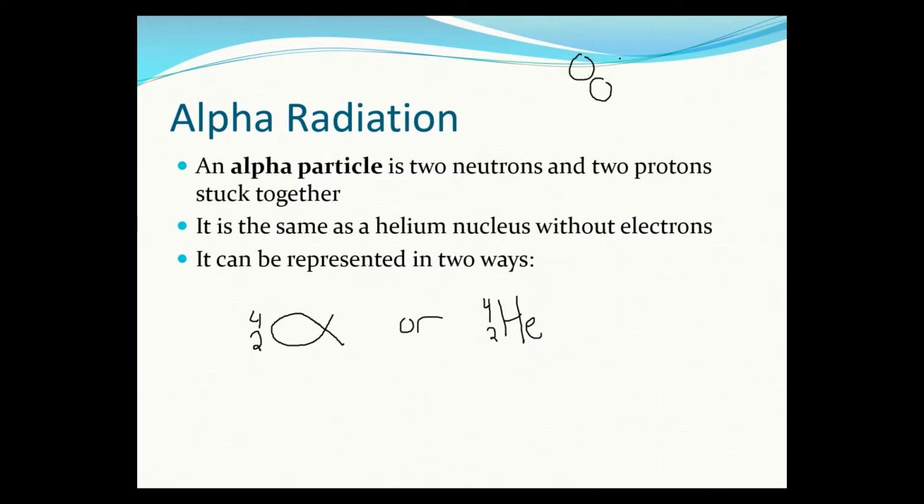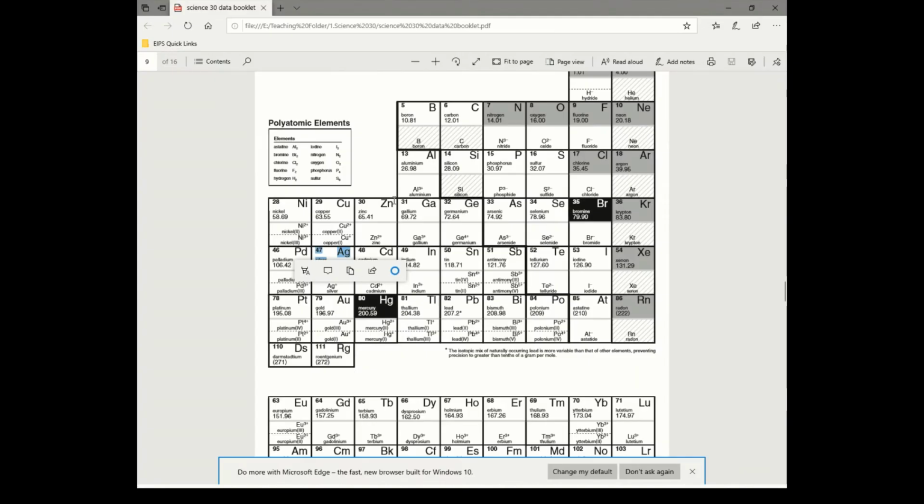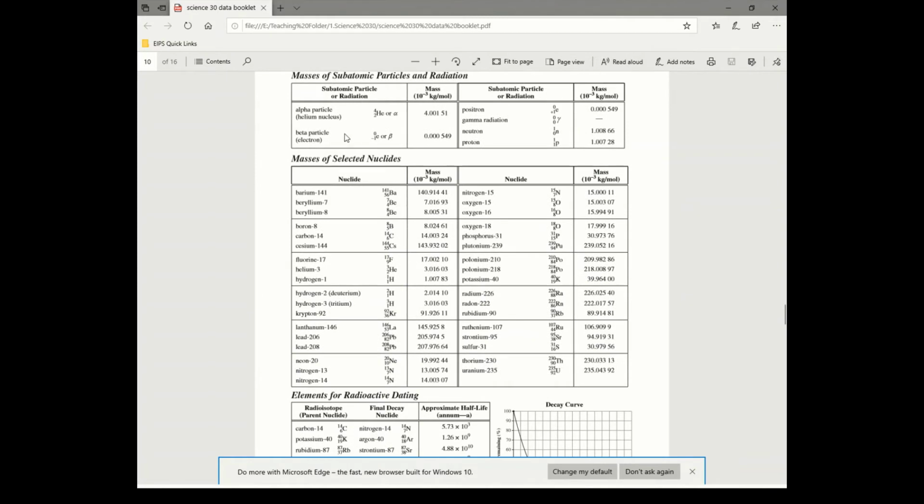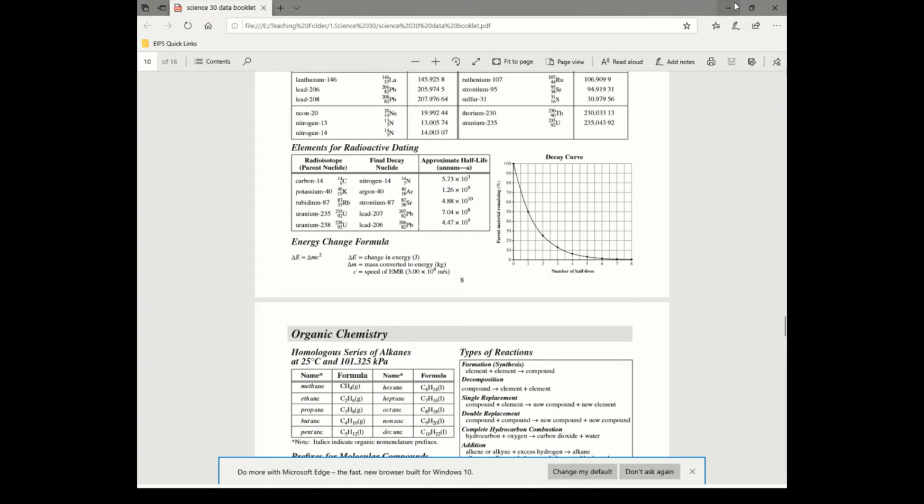So what an alpha particle looks like, I kind of drew it last time, is it's got 2 protons, 2 neutrons, so it's got a mass of 4, and then 2 protons. You don't have to memorize that. You can find that in your data booklet here. So here's an alpha particle, and it gives you information about the alpha particle at the top there. That's on page 8 of your data booklet.